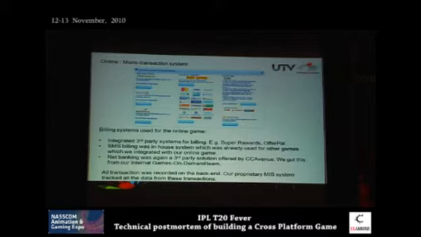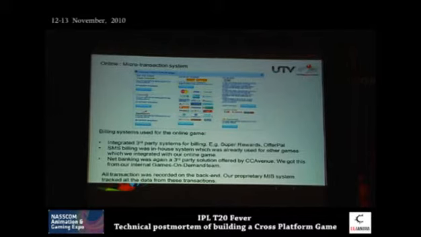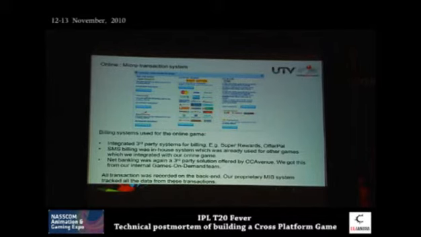It's something which we do. India Games has its own proprietary system which we use across various of our games over the many years. But the net banking was again a third-party solution which we directly plugged in. We had various other options like Super Rewards, OfferPal, a lot of the other systems which we just integrated into our payment mechanism, and people could just use any of these to get virtual currency and use it in the game.